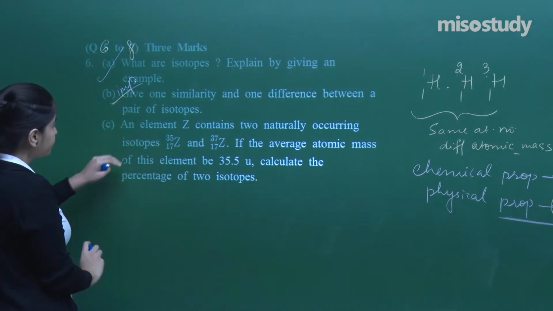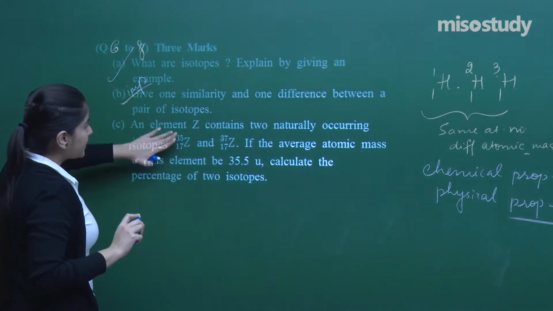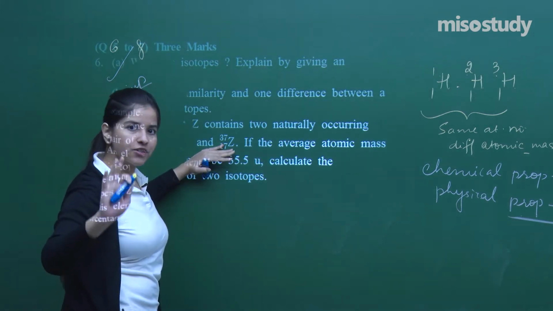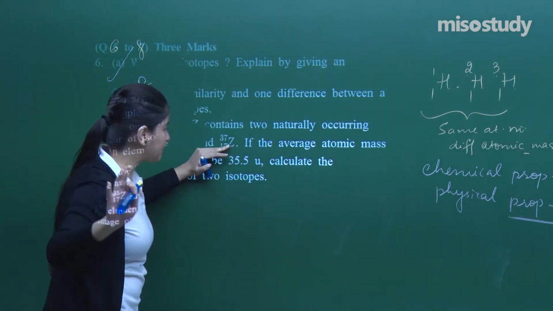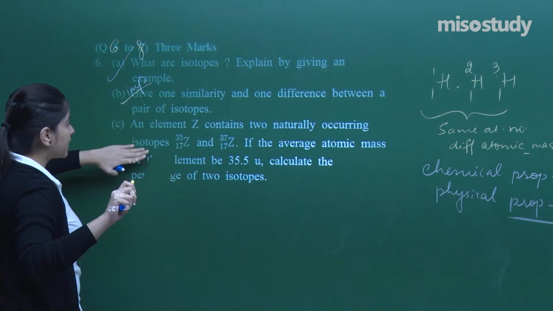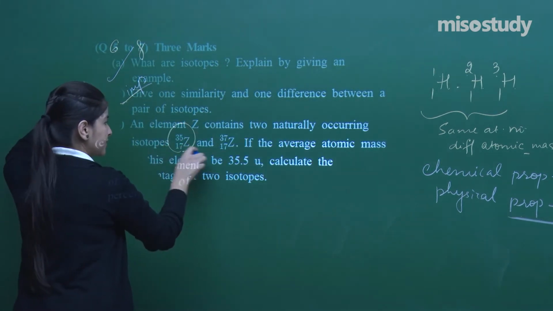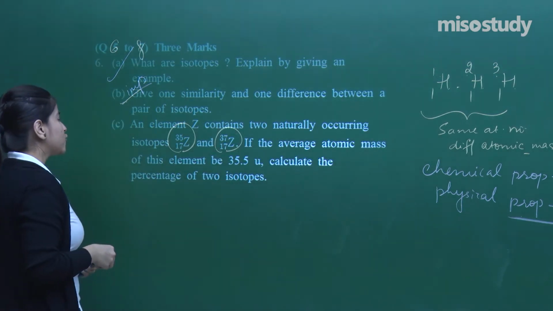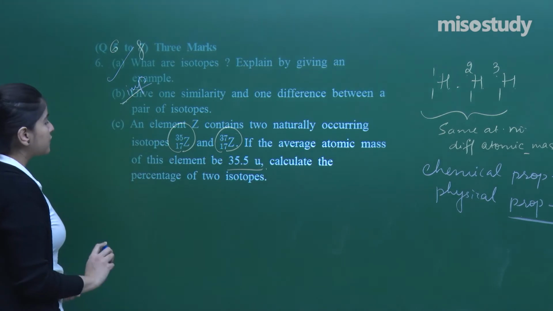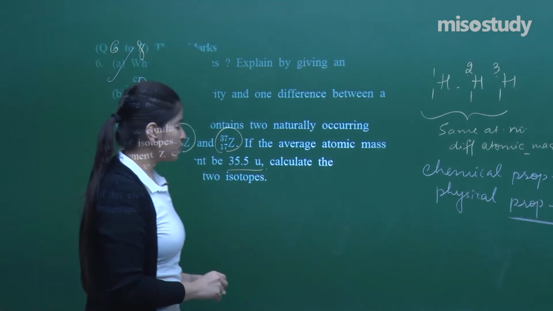Done. Part C: an element. Over here I will not be performing any kind of calculation, but just giving you an idea and hint. An element Z contains two naturally occurring isotopes, this and this. If the average atomic mass of this element is 35.5 units, calculate the percentage of the two isotopes.